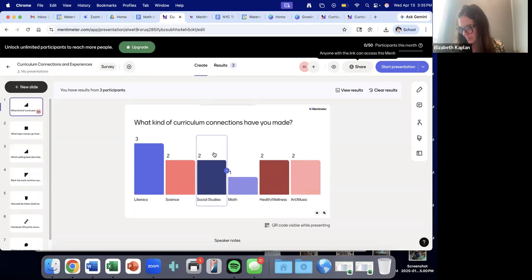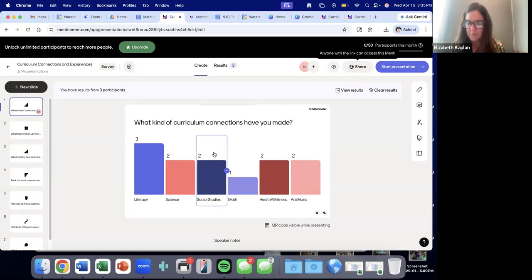I think we have a few more participants joining us. What kind of curriculum connections have you made? This is what I expected to see. I didn't do this on purpose, but I did expect to see that the lowest results would be in math. Math can be the hardest to integrate with for many reasons that I sort of just mentioned.